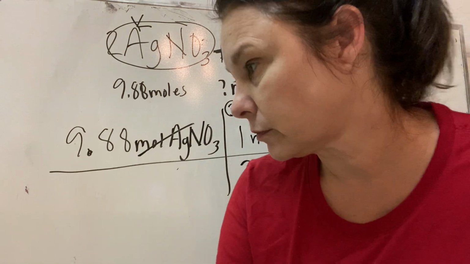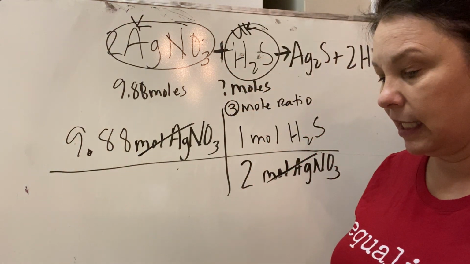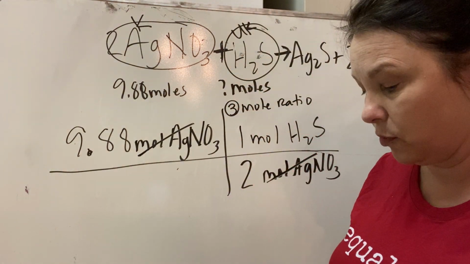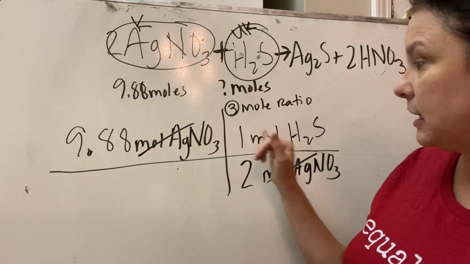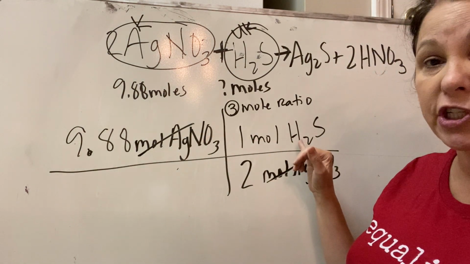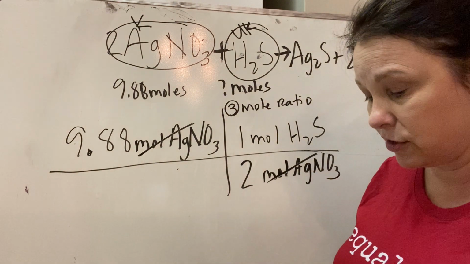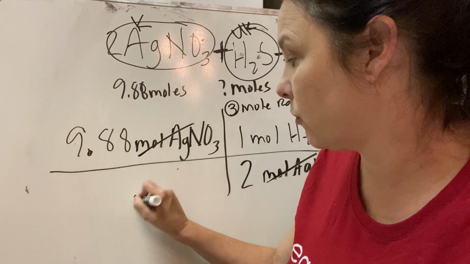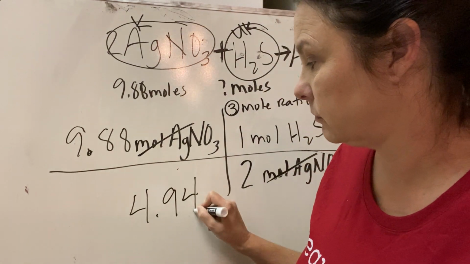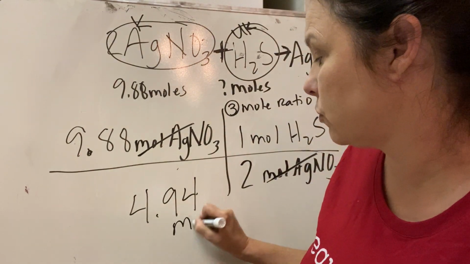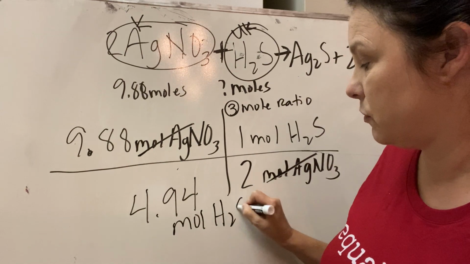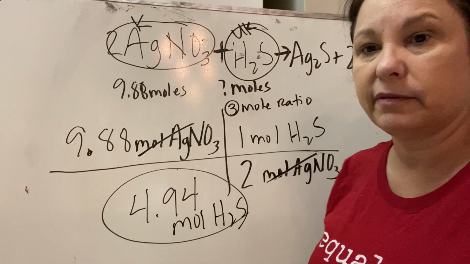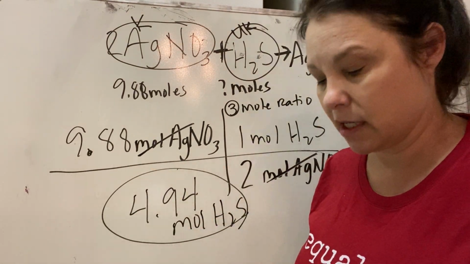So let's go ahead and do this. 9.88, and then we're going to multiply straight across, which is just times 1, divided by 2, 4.94. And that is moles of H2S. That's our answer. Okay? All right.